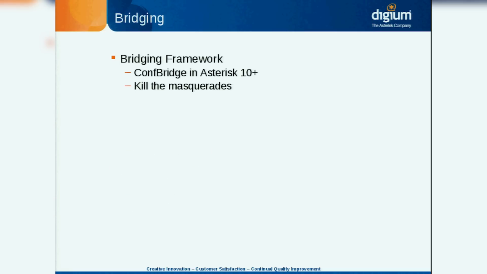All right, so the first step in killing the masquerades was to go use a different bridging framework. Way back in the misty days of Asterisk 1.6, Joshua Culp actually added a bridging framework to Asterisk. And it wasn't until Asterisk 10 that we actually began to make use of it. So the bridging framework is already used in Asterisk, but it's only used by ConfBridge. So how many people have used ConfBridge in Asterisk 10 or Asterisk 11? Hey, that's good. Please stop using MeetMe.